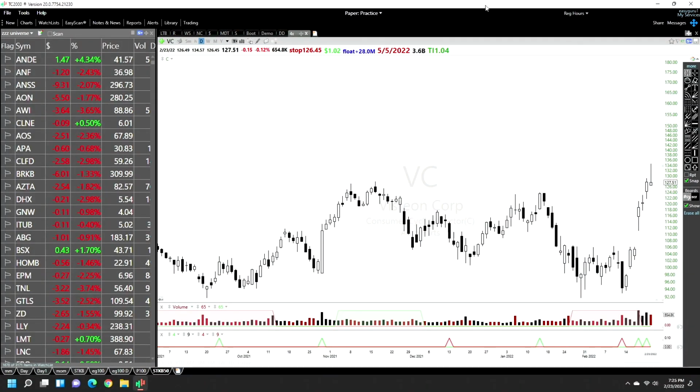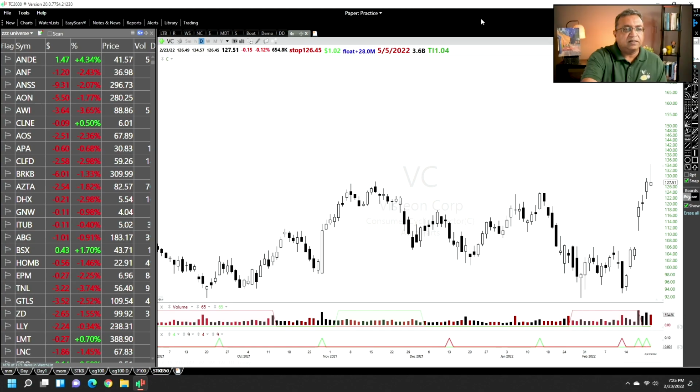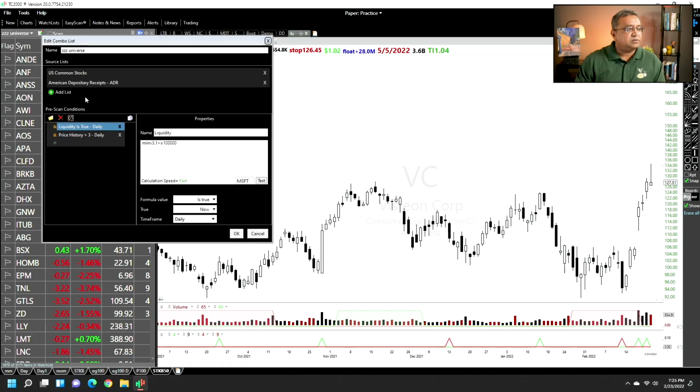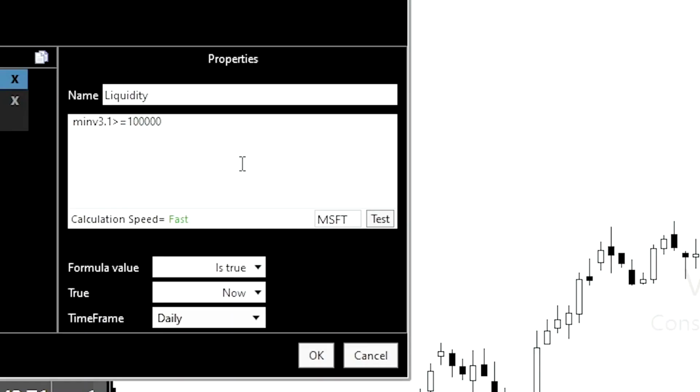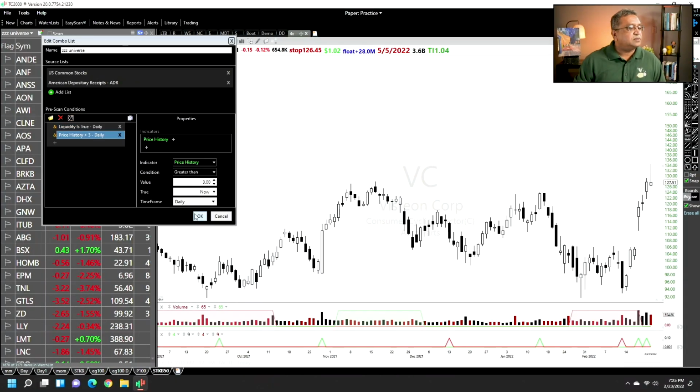And when you go to TC 2000, what I've done here is essentially, the universe is a watch list which I've created, which is basically US common stocks and American depository receipts. And because you want some liquidity, I put a liquidity condition of mean V 3.1 is greater than 100,000, which in English means that the stock has traded 100,000 shares for each of the last 3 days, not counting today, and price is above $3. So those are the stocks.